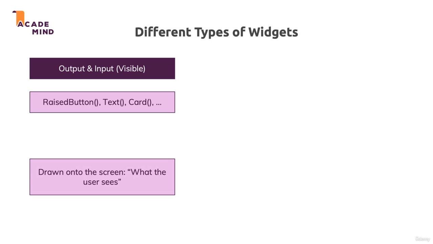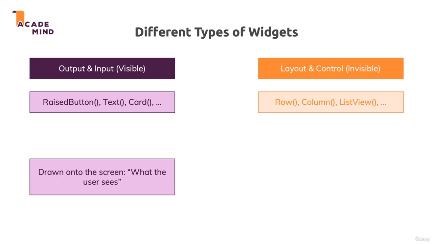Now, these are the widgets which we see. We see a button, we see the text, right? That is what we see, and that is, of course, crucial for any application. But equally crucial are invisible widgets that help us with layout and with controlling how our widget tree behaves and how it looks like. And there we got things like row, column, list view, and so on. These are also widgets that ship with Flutter, which we don't have to build ourselves, which we don't see themselves, but which help us with structuring our content.